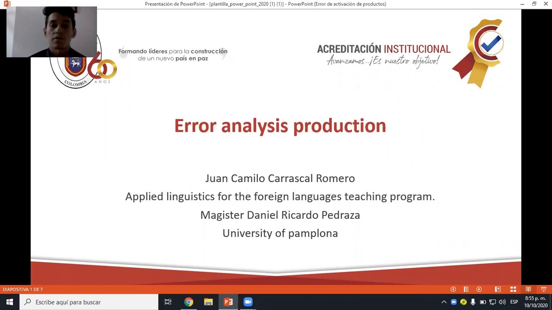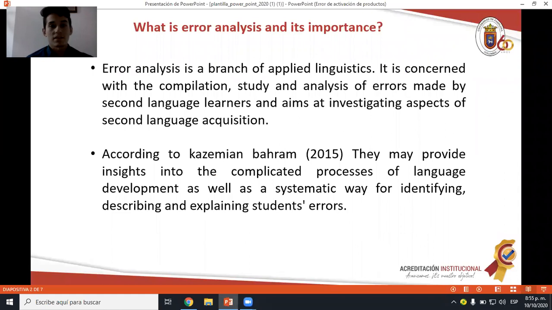So today I'm going to talk about, first of all, what error analysis is and its importance. Error analysis is a branch of applied linguistics centered on the compilation, study, and analysis of errors made by a second language learner, and it aims at investigating aspects of second language acquisition. According to Kazemian 2015, they may provide insights into the complicated processes of language development, as well as a systematic way of identifying, describing, and explaining students' errors.